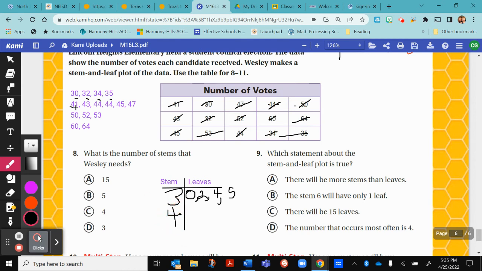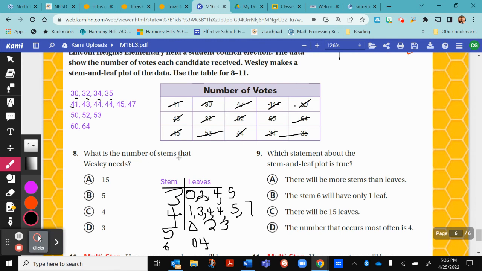Now I'm going to look at stem 4. In stem 4, I see 1, 3, 4, 4, 5, 7. Going to stem 5, and I have 0, 2, 3. And then stem 6, and I have 0 and 4.